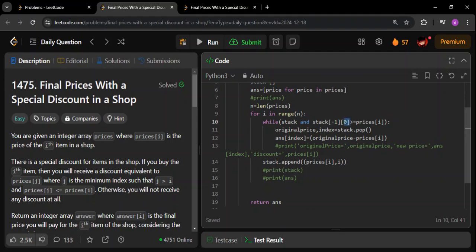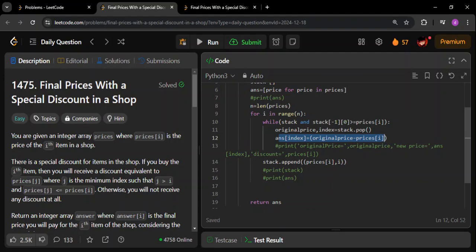For the last inserted element, just ignore this part for now, you will understand it later. I'm checking whether that is greater than the price of i or not. If it is greater than the price of i, that means I will have to pop that out. So I will pop it out, and then I will store the original price and the index in these variables. Then I will calculate the discount. What is the discount going to be? Discount is going to be the original price minus the current value, that is the price of i, and I will store that in this particular index of the answer. As simple as that, as you can see.